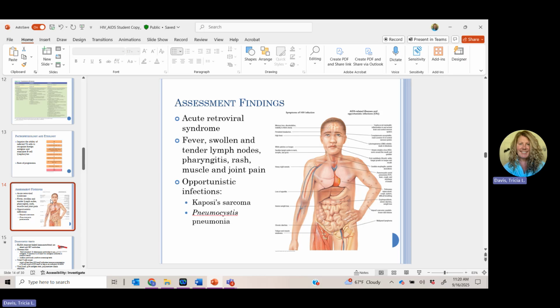So, what will we see with these patients? A lot of, they might complain with some swollen lymph nodes, a lot of fatigue, okay? Tender lymph nodes, they might develop some pharyngitis, they might complain of muscle pain, joint pain, fevers, okay? Fevers of unknown origin, they can't figure out why they're getting them, and maybe even a rash. Some of those opportunistic infections that we're going to talk about are going to be Kaposi sarcoma and pneumocystis.